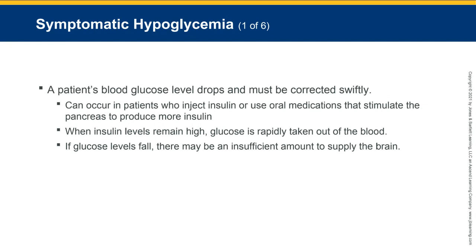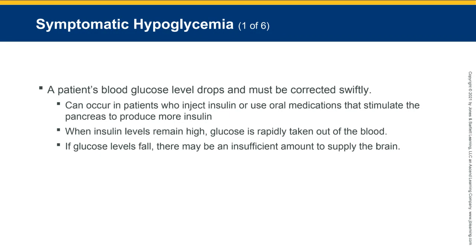Now, let's look specifically at symptomatic hypoglycemia. So this is the low blood sugar now. A patient's blood glucose level drops and must be corrected swiftly. So when the blood sugar falls, the patient needs treatment immediately, as soon as possible. When the blood sugar is rising, the changes gradually occur. There's a little time. But once the blood sugar falls, they need blood sugar as soon as possible.